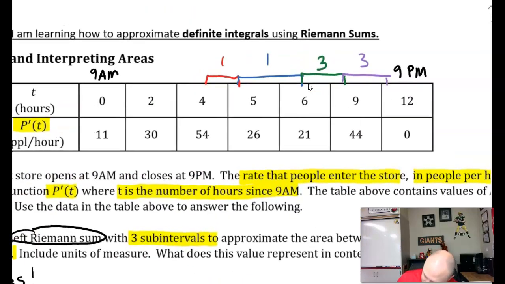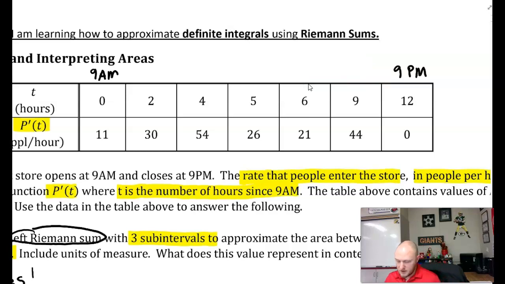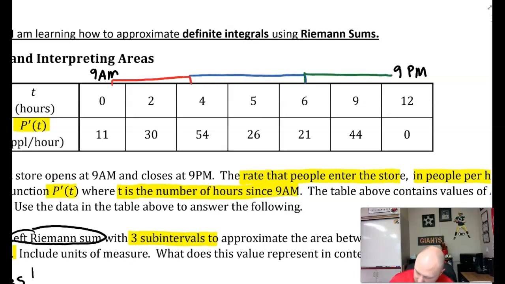So I'm here, and I want 3 subintervals from 0 to 12. Okay, so if I want 3, 0 to 4, that's going to be 1. 4 to 6, that's going to be 1. And then 6 to 12, that gives me my third one. So this is kind of a unique example, not common. But it's the data indicated by the table.